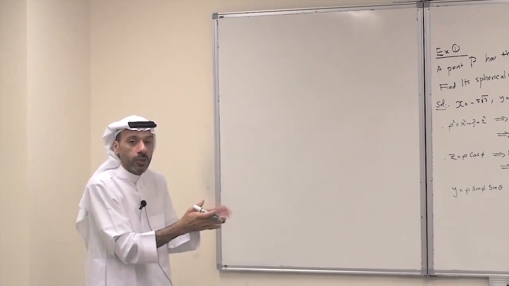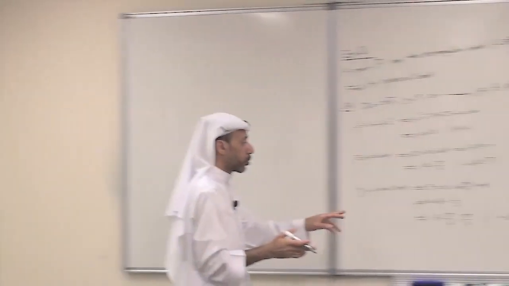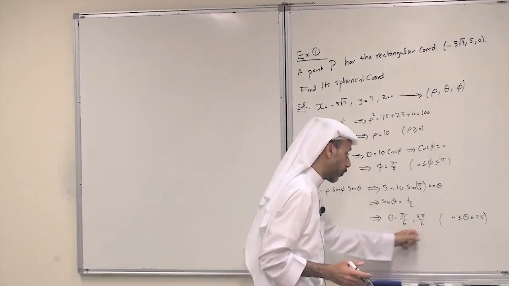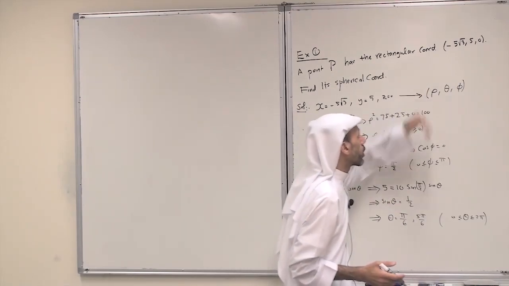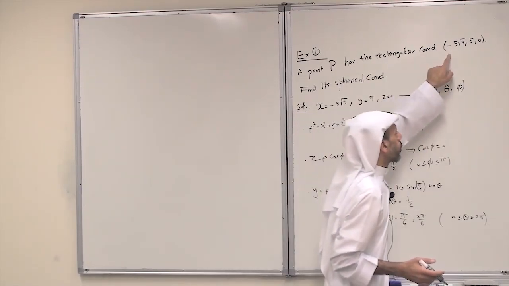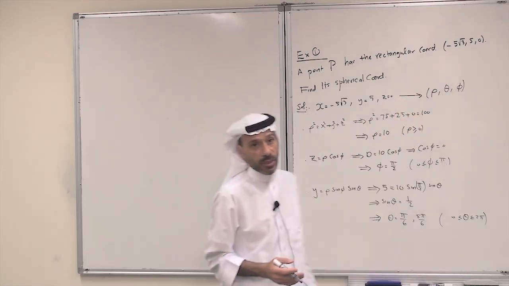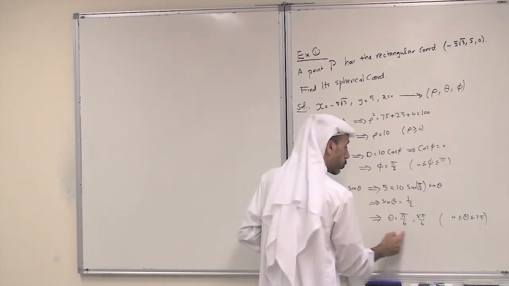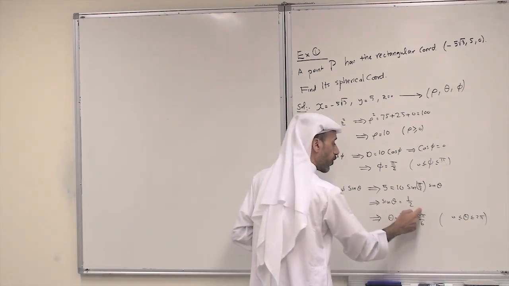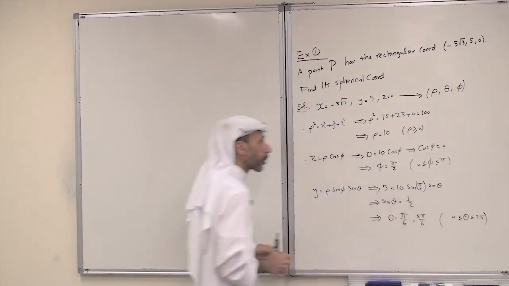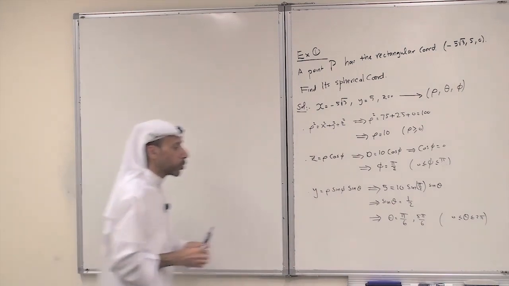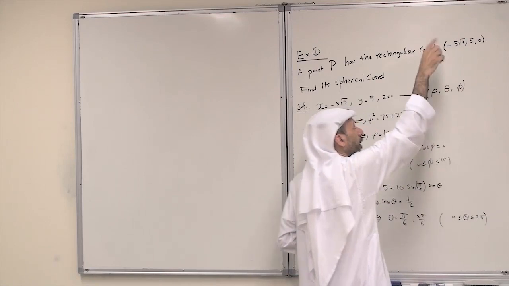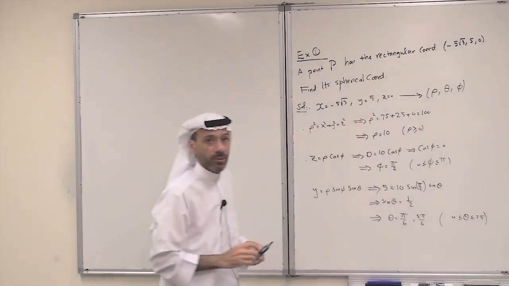Now, I cannot, of course, take two values. If I take the two values, I will get 2 points. But corresponding to this point, I should have only 1 point with spherical coordinates. So I have to decide which angle I should choose, pi over 6 or 5 pi over 6. To decide that, I have to go to the point in rectangular coordinates and just try to locate this point.